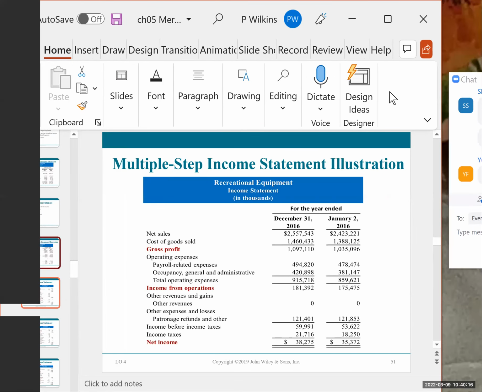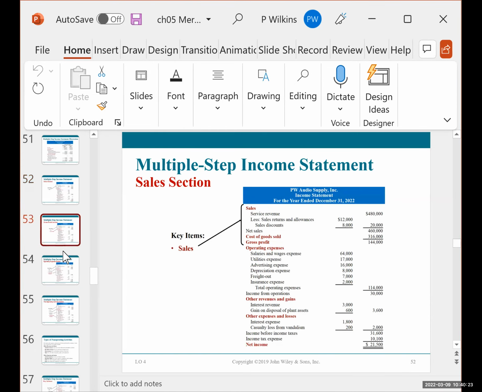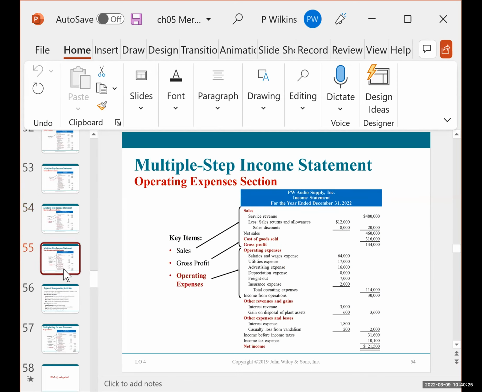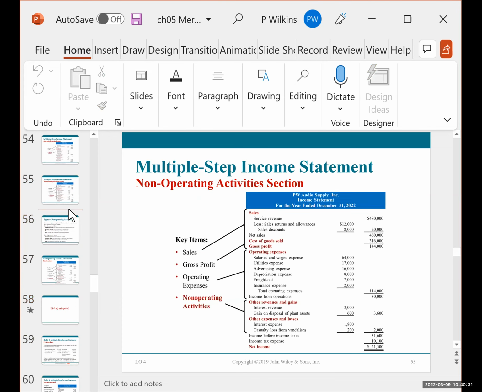If we look at this, the slides just kind of take you through all the different things I just said. Okay, that's actually it. Just kind of information. It's not very difficult to do. It's just adding a couple little steps to the income statement that you have already done.